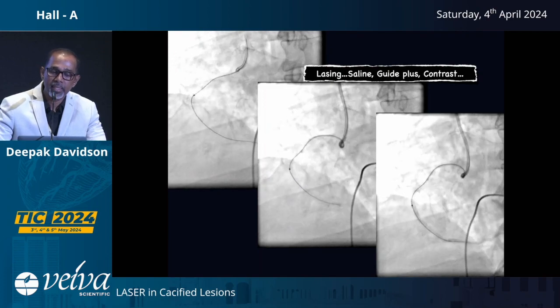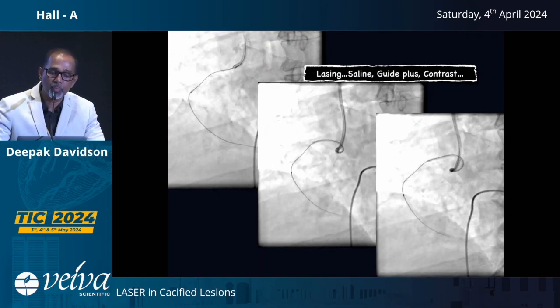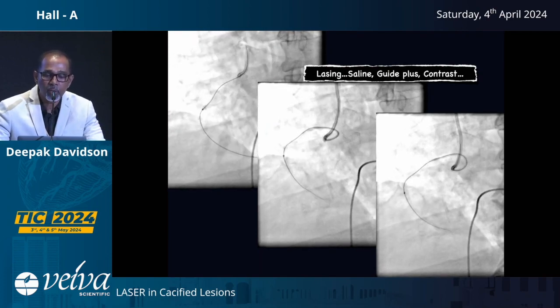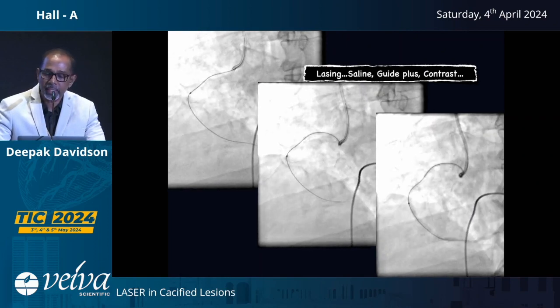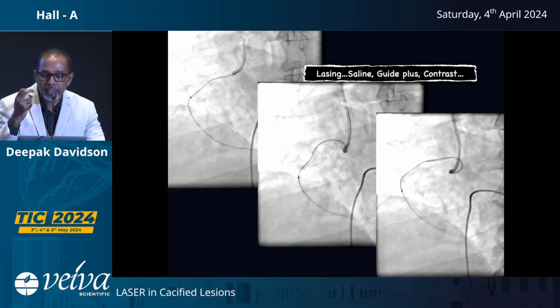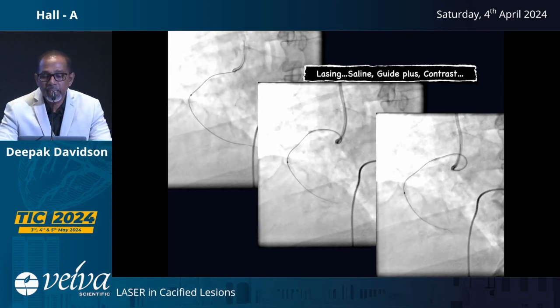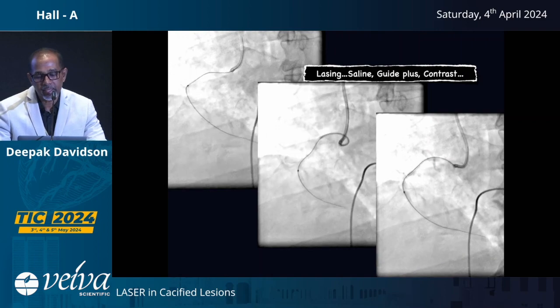Go with lasing. That's the initial image, 0.9 catheter with saline contrast. The second one with the saline lasing, the second one with contrast lasing, and the third one with the help of a guide extension catheter. We tried to get it across. Finally, we were able to get the laser catheter across the lesion.